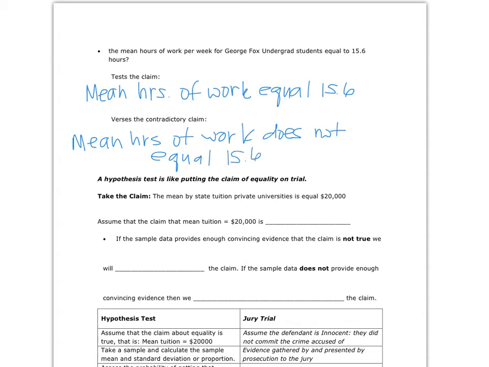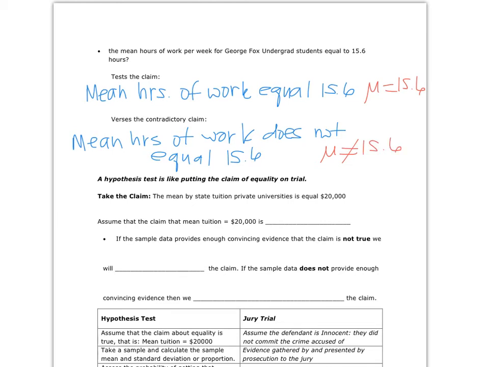Okay, so we use does not equal there because the statement doesn't say anything about less than or greater than or more than. Now, using symbols, this is about the mean, so it's mu, and the first claim is mu equal to 15.6, and then the contradictory claim, we have a not equals there, so mu not equal to 15.6.